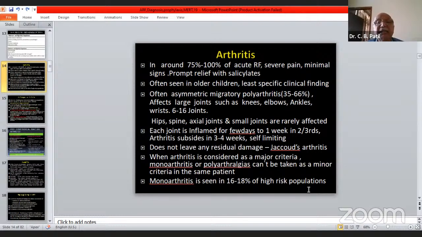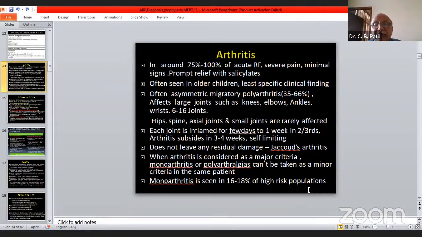It is often an asymmetric migratory polyarthritis in almost 1/3 to 2/3 of patients, and affects larger joints mainly in the lower limbs, like knees and ankles, later elbows and wrists. Sometimes 6 to 16 joints can be involved. Hips, spine, axial joints, and small joints are rarely affected. Each joint is inflamed for a few days to a week in almost 2/3 of the people, but rarely it can remain up to 3 to 4 weeks, and often it is self-limiting and doesn't give rise to any residual damage.